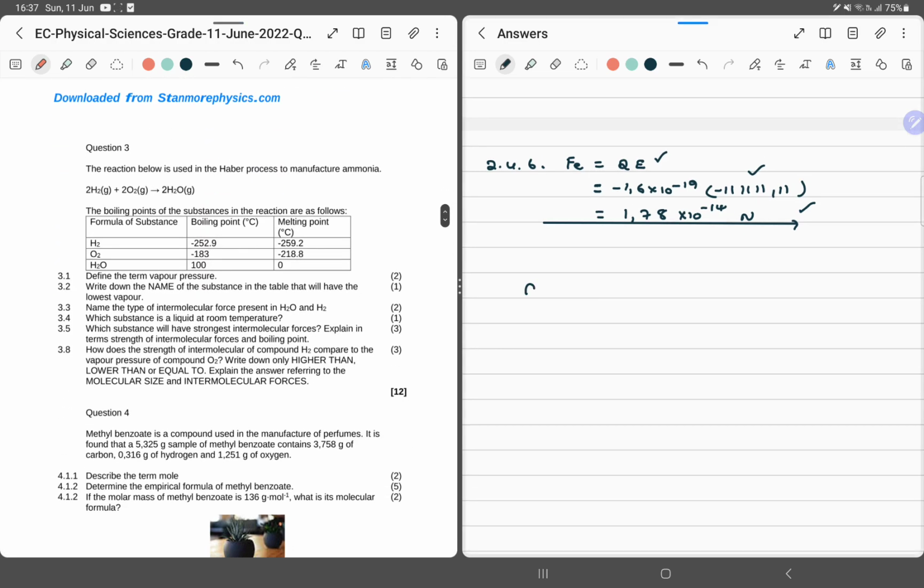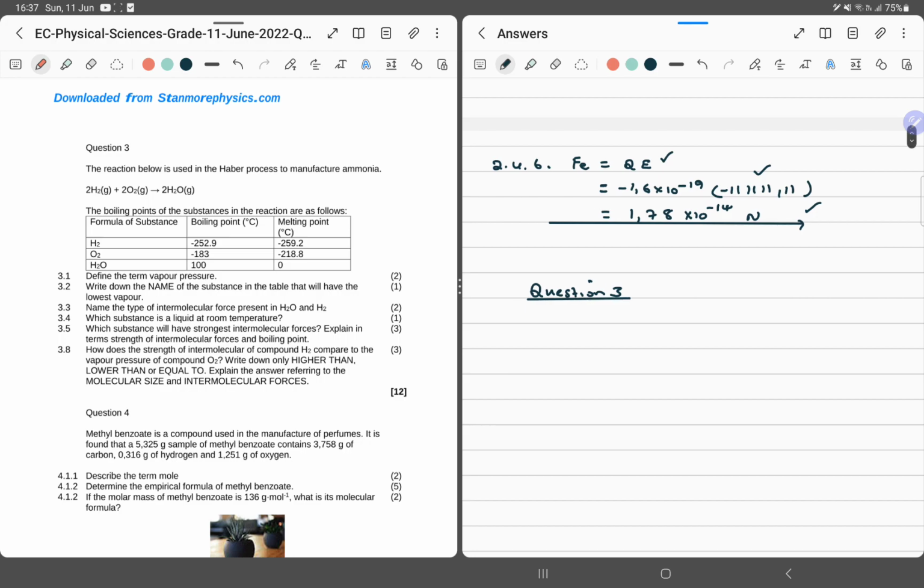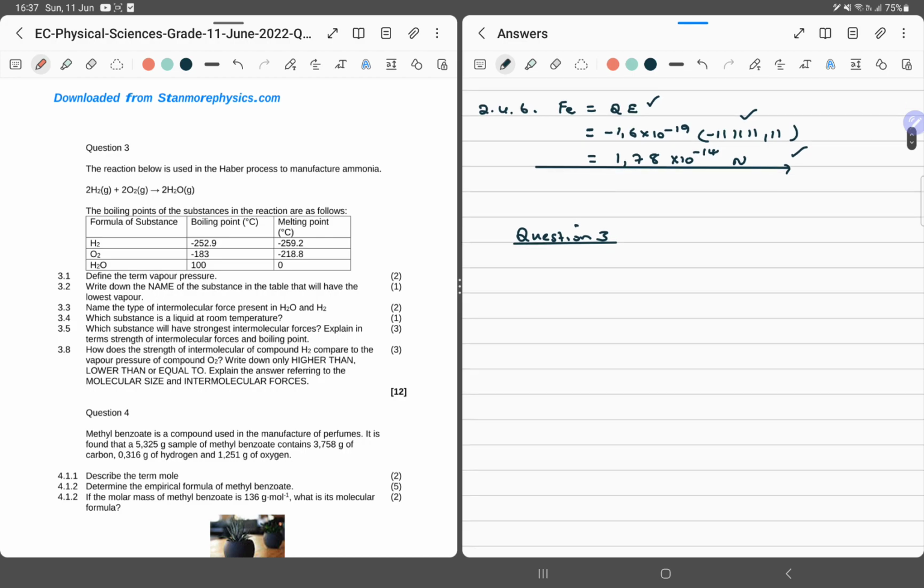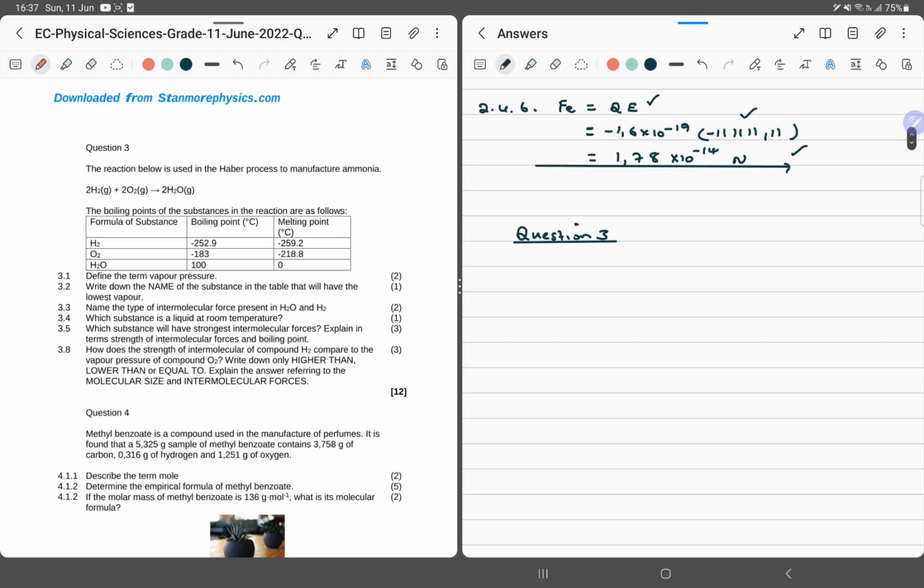So we've got question 3. Of course, you should be on a new page, but for me, I can cut the corners. Let's see the reaction. Okay, we are here, guys. Question 3. The reaction below is used in the Haber process to manufacture ammonia. So we've got 2 moles of hydrogen gas plus 1 mole of oxygen gas, yielding us 2 moles of water vapor because it's gaseous, right?